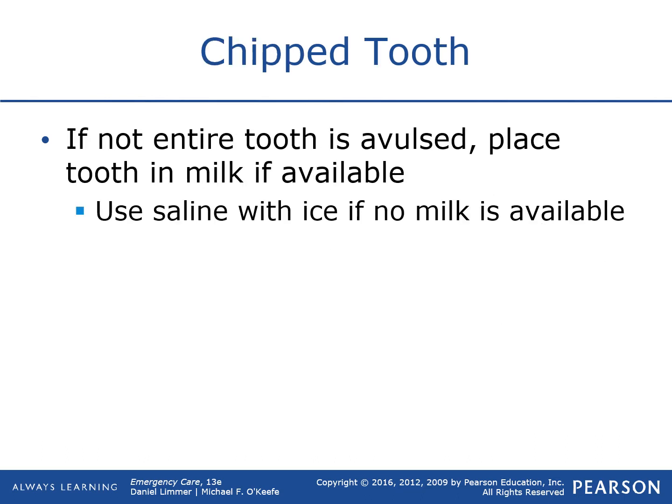So if you have a tooth that's not completely avulsed, we call this a chipped tooth, so the tooth is broken somewhere, go ahead and place that tooth in milk if it's available. So a nice little container of milk. You can wrap the tooth in gauze so that it's easier to find in the milk, and then just stick the entire unit inside the milk. If you don't have milk, try to use saline with ice, just to keep it nice and cool, but milk is preferred.